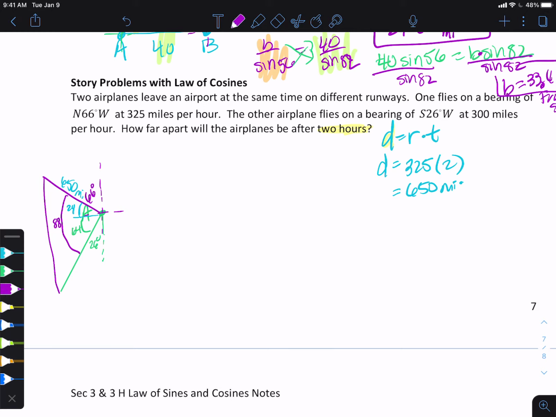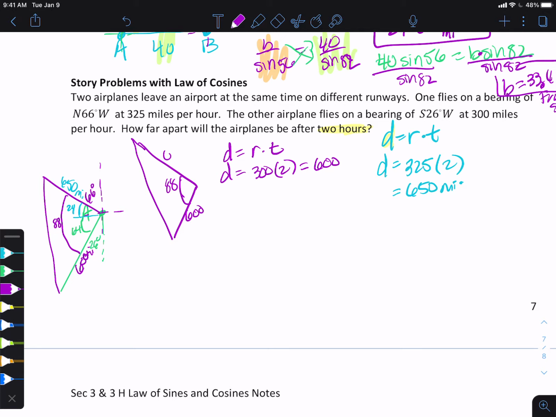If we look at the second plane, we still do distance equals rate times time. It's going 300 miles per hour, and it's gone for 2 hours. So that gives us 600. So this plane has gone 600 miles. Now, if it helps, you can remake your triangle. Say this is 88. It may not be precisely like that, but this is 600 and this is 650 so that you can see easier.